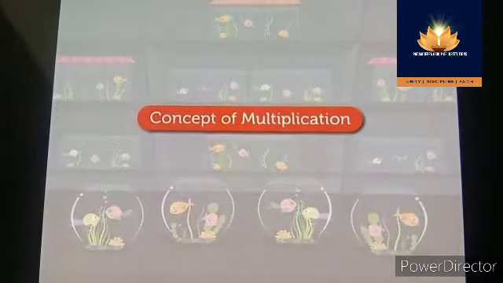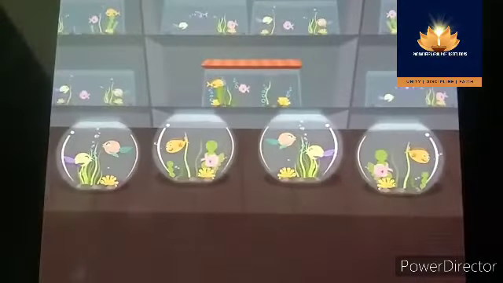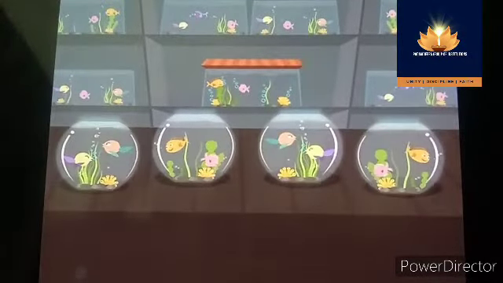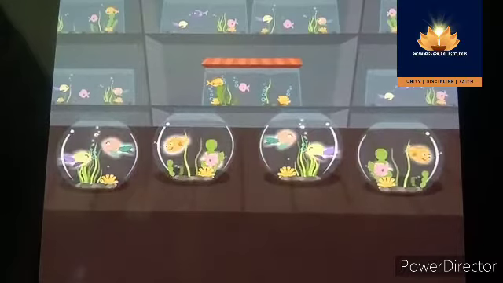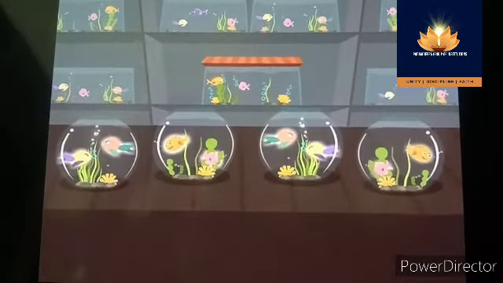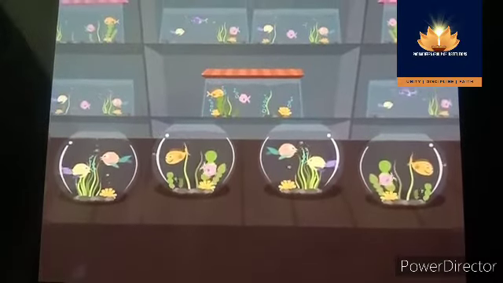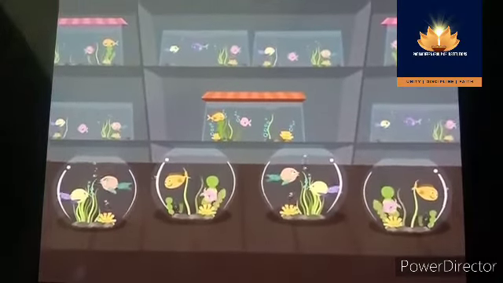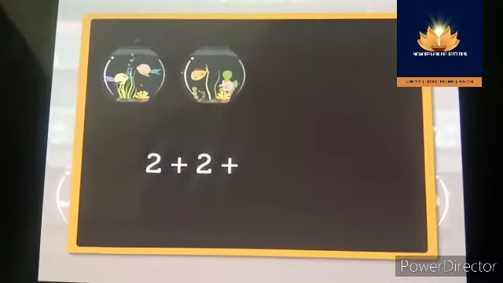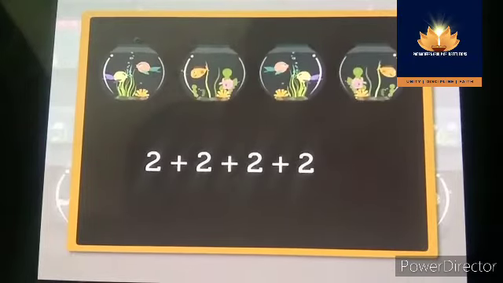Let us understand the concept of multiplication with the help of these little fish. There are 4 fish bowls. There are 2 fish in each bowl. To get the total number of fish, we add the number of fish in all bowls. That is 2 plus 2 plus 2 plus 2 is equal to 8. There are 8 fish in all.